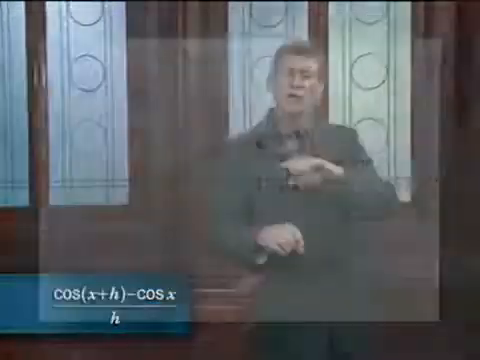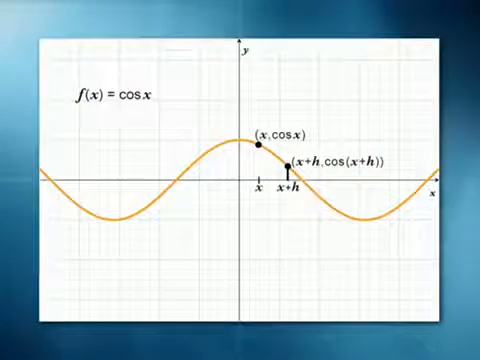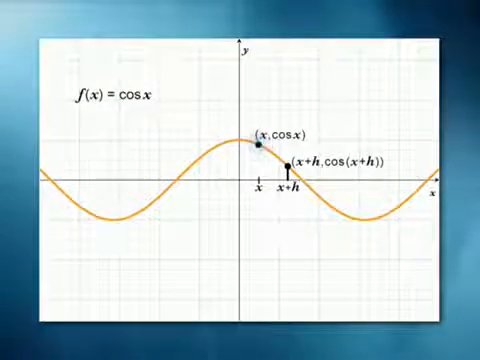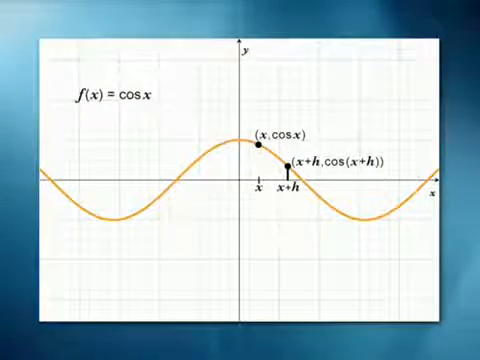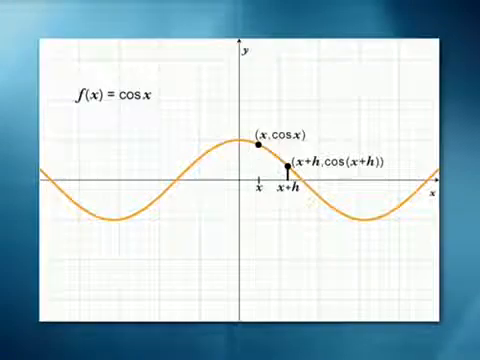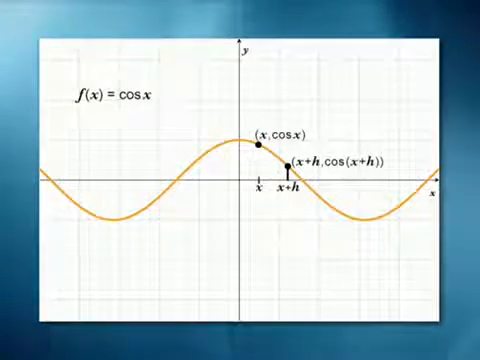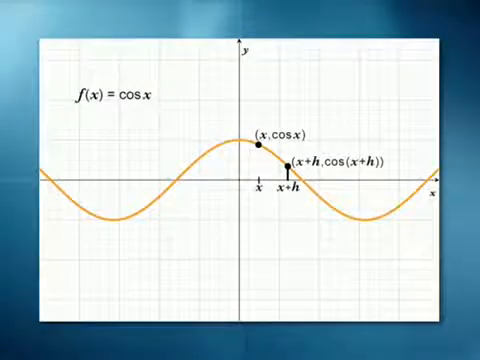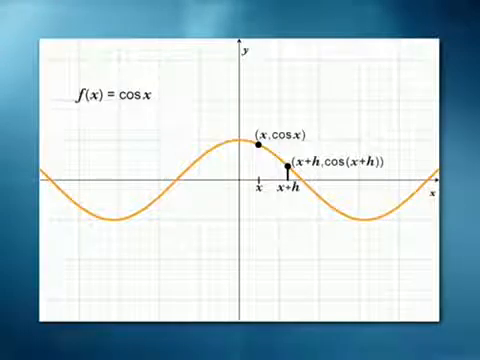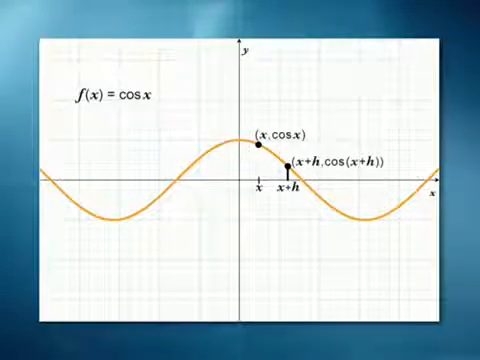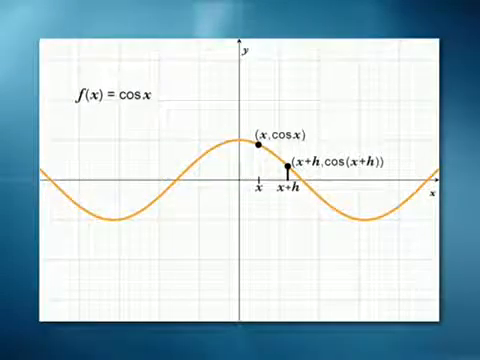Now, where does that come from? Let me motivate that expression. Here's a picture of the cosine function, our old friend cosine x. I've labeled one point on the curve x, cosine x. And then I've labeled a nearby point, x plus h. h is a small number, so that point is near x. And then the y-coordinate of that point would be cosine of the quantity x plus h. So I have 2 points on my cosine curve. x comma cosine x is 1 point, and the next point is nearby. Its coordinates are x plus h, cosine of x plus h.